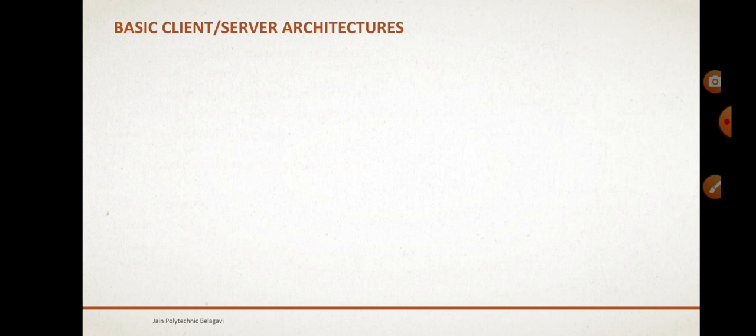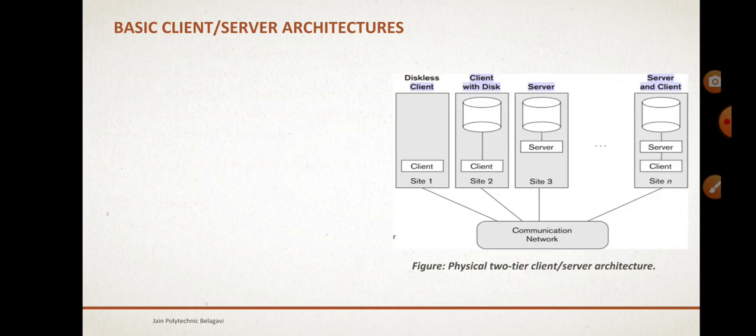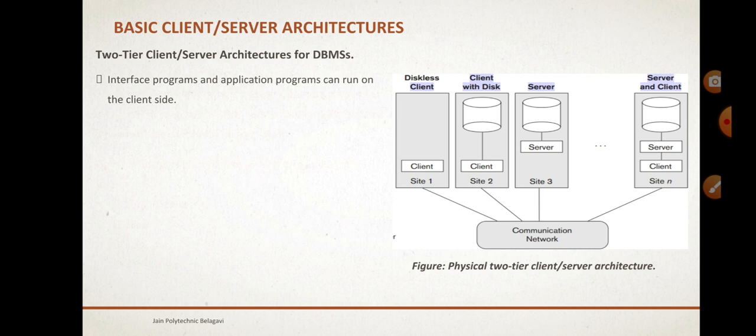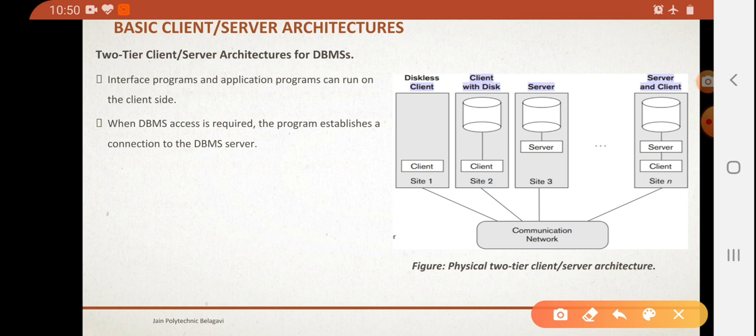So next we see basic client server architecture. Here this is the physical two-tier client server architecture, a two-tier client architecture for database management system. Interface program and application program can run on the client side, right? When the database management system access is required, the program establishes a connection to the database management system server. I have shown this in the figure here. We are using a communication network to communicate between these two devices.